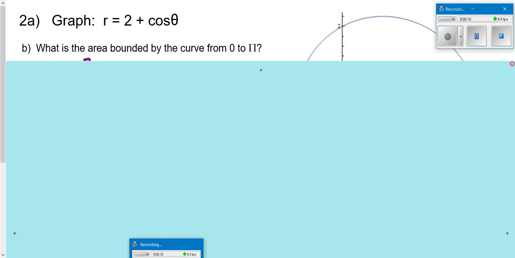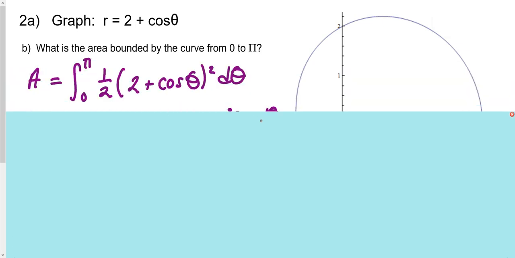So I asked you to try example 2 yourself, and so here we are, hopefully just comparing your answers to mine. So here I have the setup. This is 1/2 r squared d theta, with the bounds as theta values. And it did say in the question from 0 to theta.